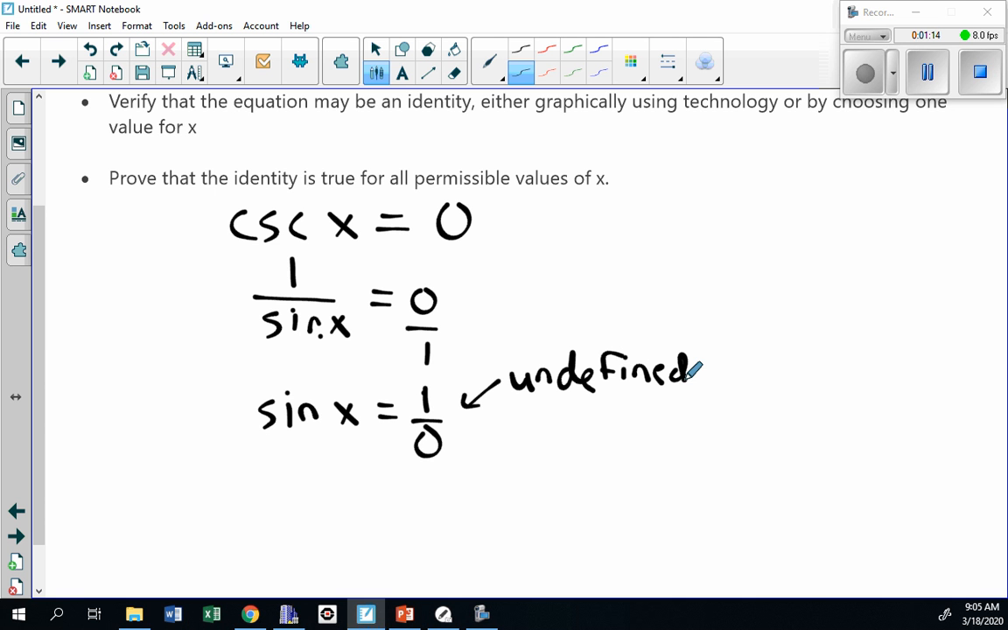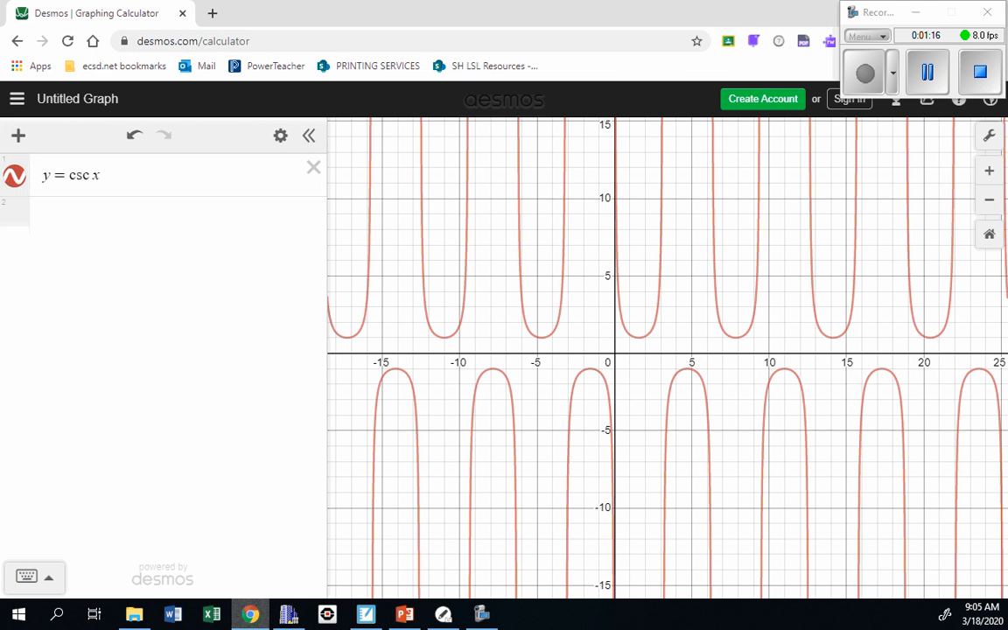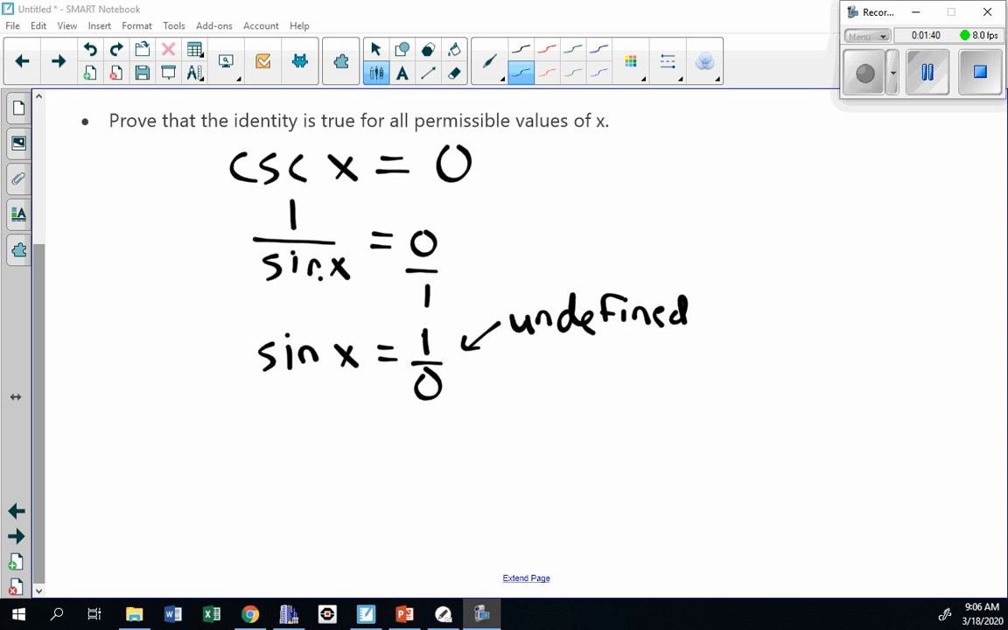Well, let's look at the graphic model of this. So I've already got this on Desmos. I can't write anything on here, but you can see on the left-hand side, y is equal to cosecant x. And if you look, there's no spot on the graph where it crosses the x-axis. So therefore, there isn't any value that x can't be. So when we go back to our question, we can say that there are no NPVs.